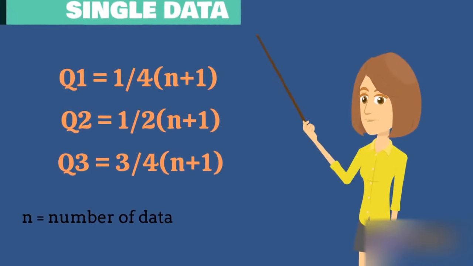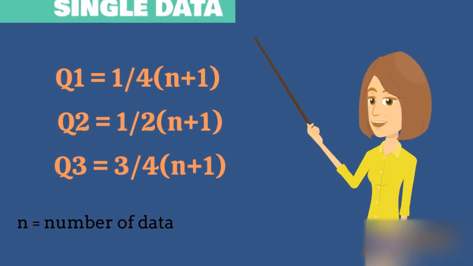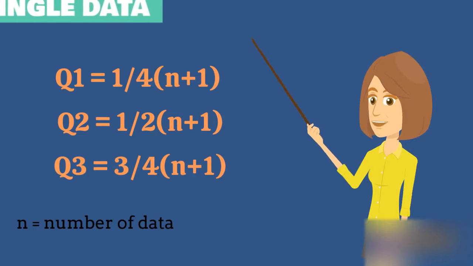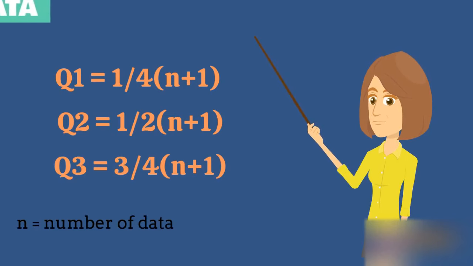For single data, to find Q1 equals 1 per 4 times parenthesis n plus 1. To find Q2 equals 1 per 2 times parenthesis n plus 1. And to find Q3 equals 3 per 4 times parenthesis n plus 1. And what is n? N is the number of data. Okay guys, to better understand it, let's go straight to the example.